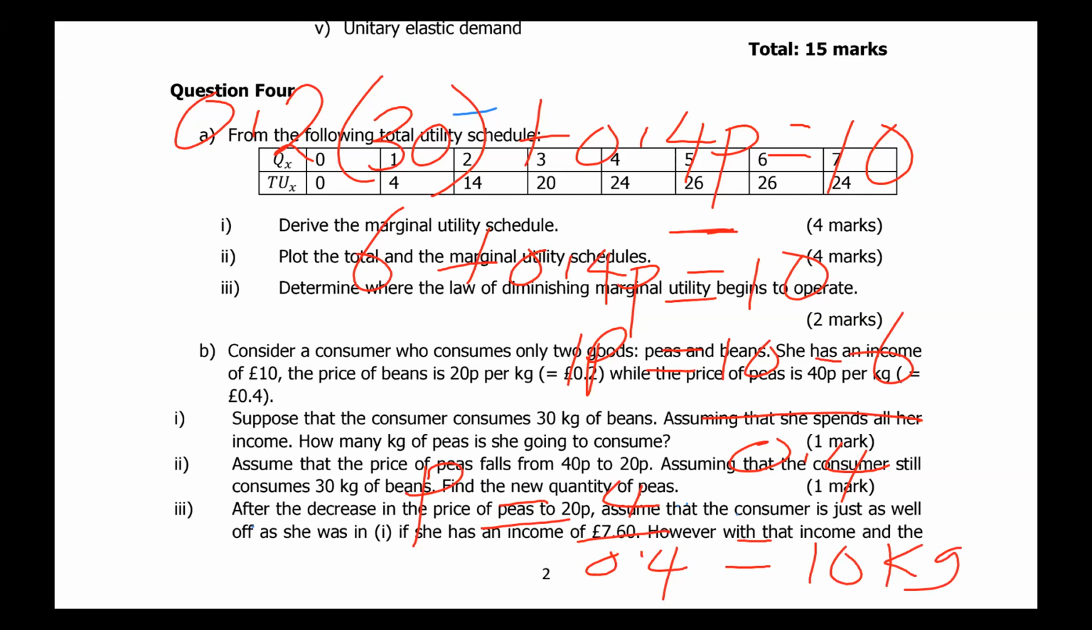So that's how much of peas the person is going to consume. Please get this concept, it is very important, so critical when it comes to the issues of budget constraint and the utility theory. So just get it.